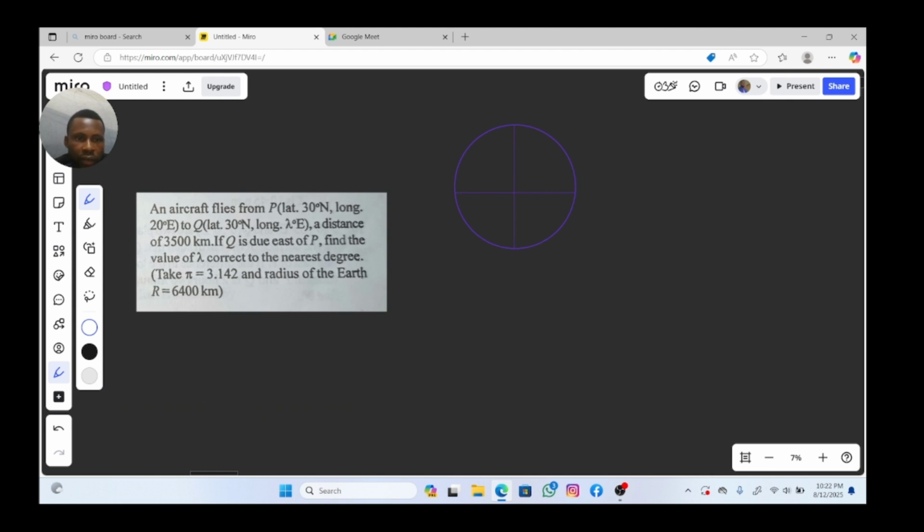So let's represent an aircraft flies from P, latitude 30 degrees north. So this is my 30 degrees north, the northern part, and then longitude is 20 degrees east. Okay, 20 degrees east. So this is my 20. Okay, this is it here, 20 degrees east. Okay, so where the two of them meet, there is the P.